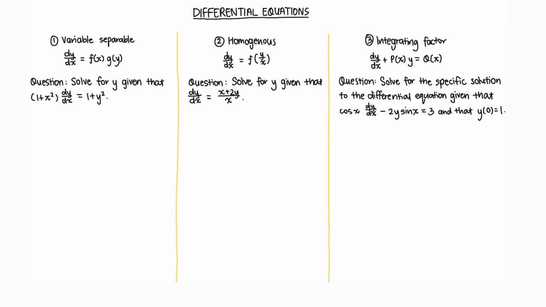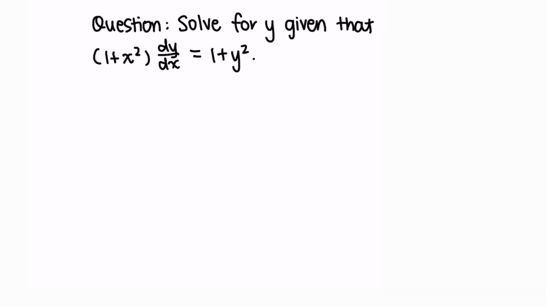In this case, we can see that this and this are two separate functions. If I bring the 1 plus x squared over, I can show that this is in the form of a variable separable differential equation. I'm going to zoom in a bit. So how do we actually solve for y? What we want to do is bring all the y's and the dy to one side and all the x's and the dx to another side. So I'm going to bring the 1 plus y squared over. I'll just divide it.